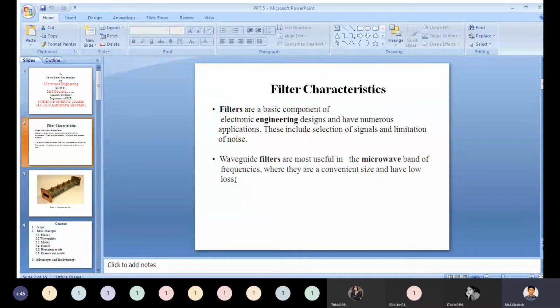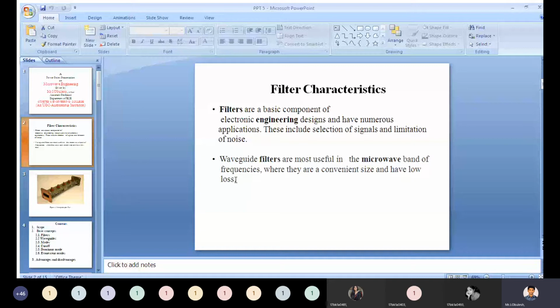Filters are a basic component of electronic engineering designs and have numerous applications. Waveguide filters are most useful in the microwave band of frequencies. We have the different frequency bands. You need to remember X, K, Ku, S, L. All these bands we have from our syllabus.